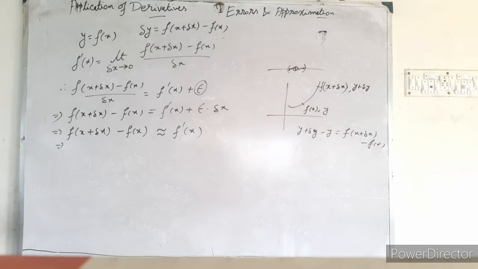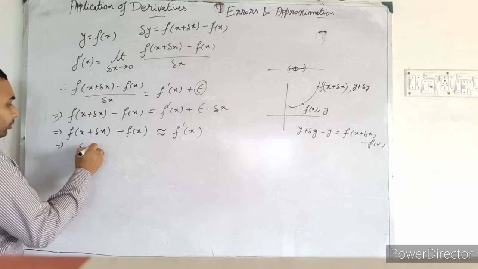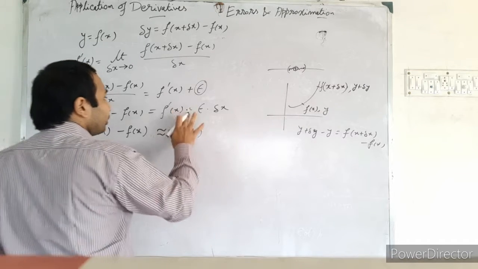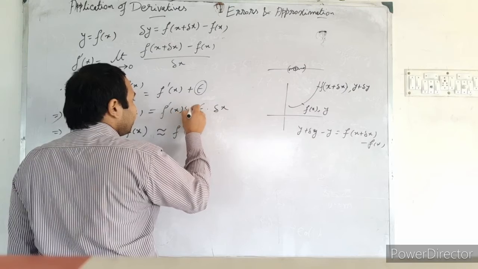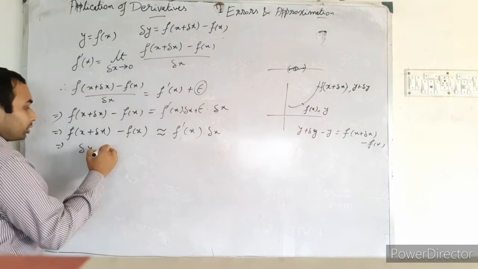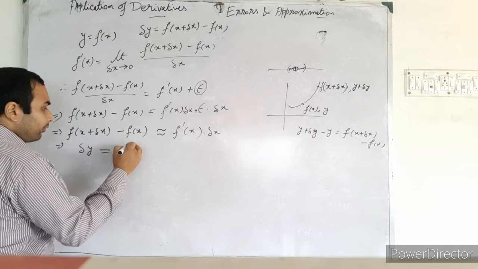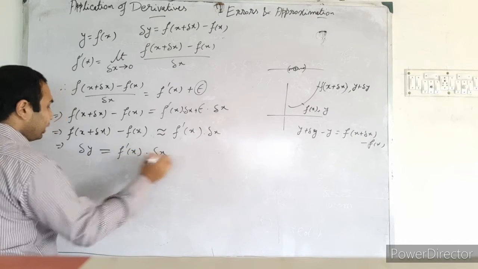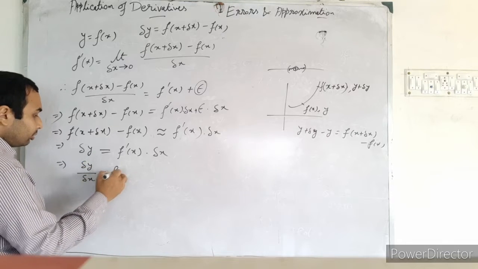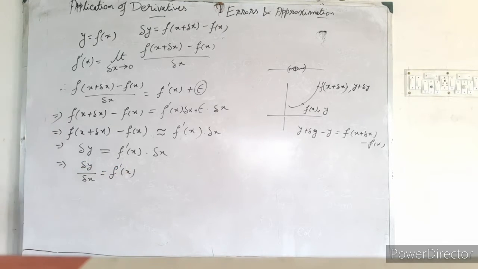You know this one. So I am writing this one, that is del y is approximately equal to, one thing I have not written here. Yes. So del y approximately I am writing here equals f dash x into del x. So del y by del x equals f dash x.